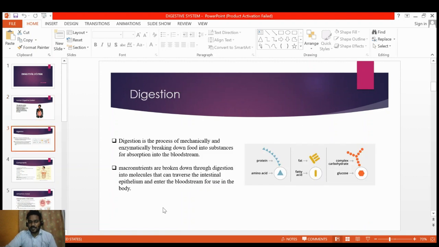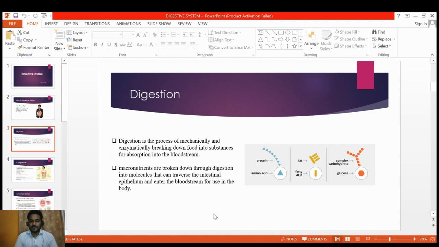Before starting the topic, let's understand the meaning of the process called digestion. So, what is the meaning of digestion? It's the process by which complex food, like protein, fat, or complex carbohydrate, is changed into amino acids, fatty acid, glycerol, and glucose. So they can be absorbed and utilized by the body. This process involves a mechanical process and an enzymatic process. This can be achieved by these two methods.